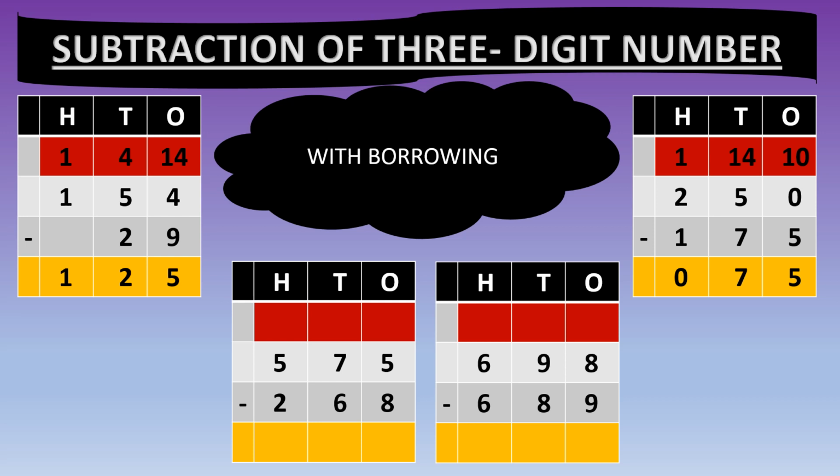10 minus 5 is 5. But when this number becomes 4, it cannot subtract 7 from it. So it has to borrow from the 100 place. So it went to 100. 100 gave one value to tens. Now tens becomes 14. But 100 became 1 now.